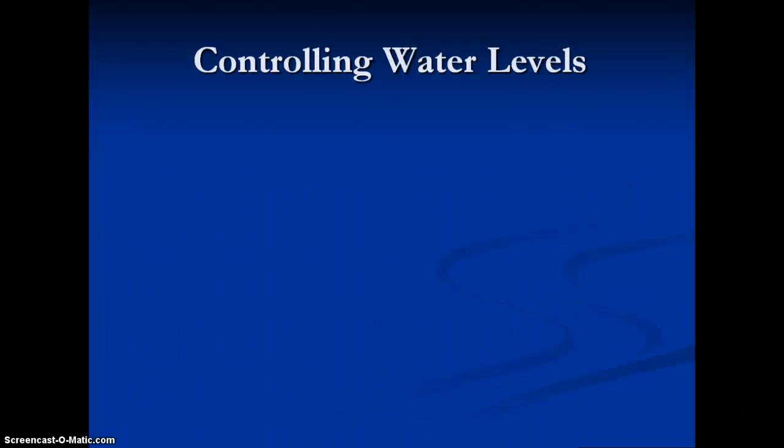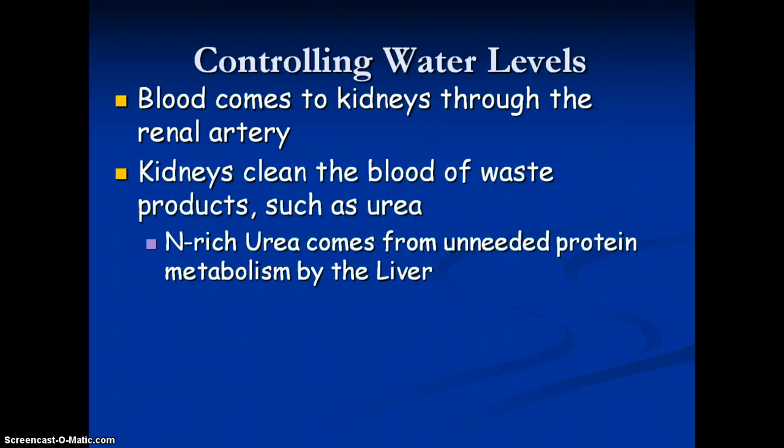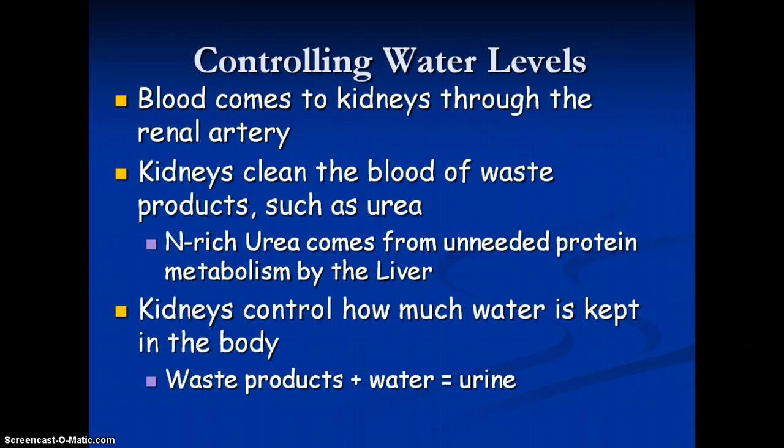We were talking about that just a second ago with the reference to having to get rid of that glucose in the urine, and then all this water comes out also in the urine. Okay, so blood comes to the kidneys through the renal artery, and kidneys clean the blood of waste products such as urea. You can't have urea in your body. That comes from unneeded protein metabolism that's been conducted by the liver. The kidneys are going to control how much water is kept in the body. So waste products plus water equals your urine.